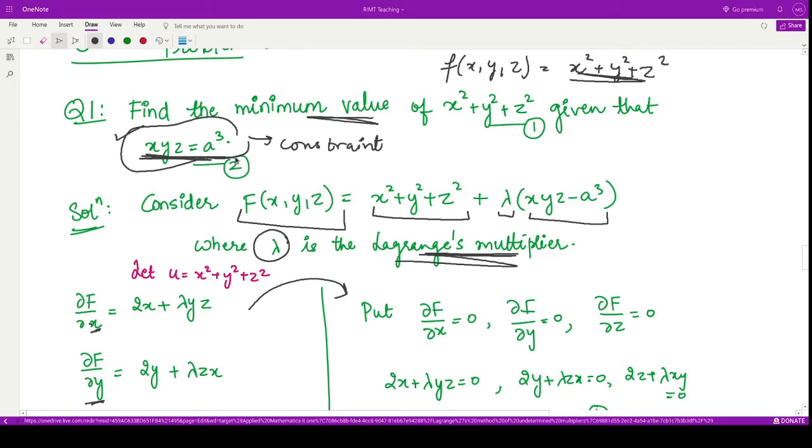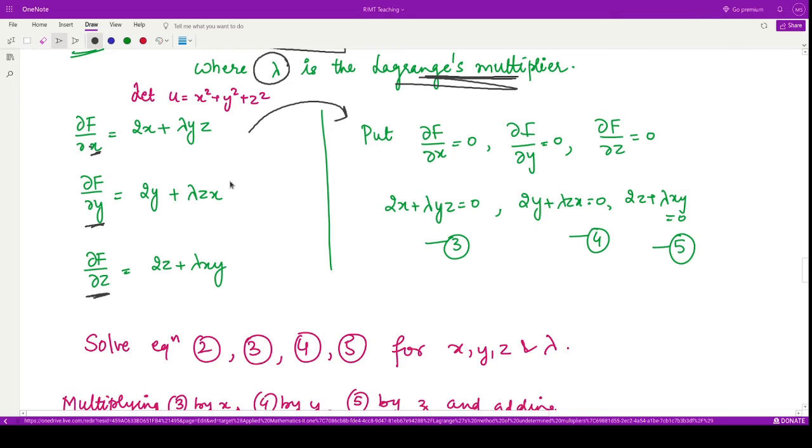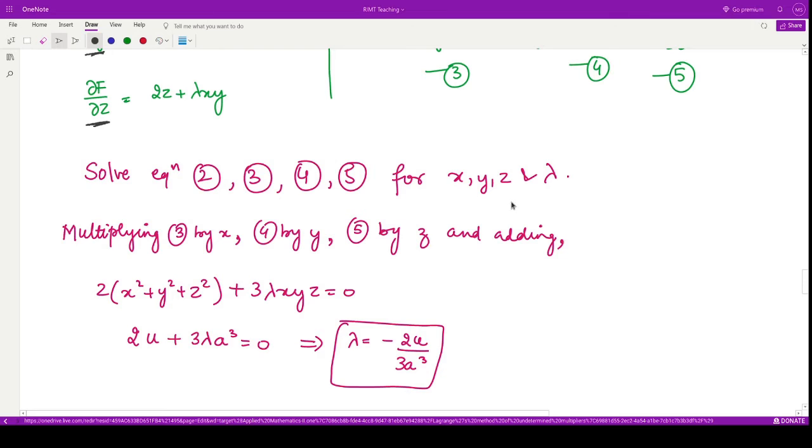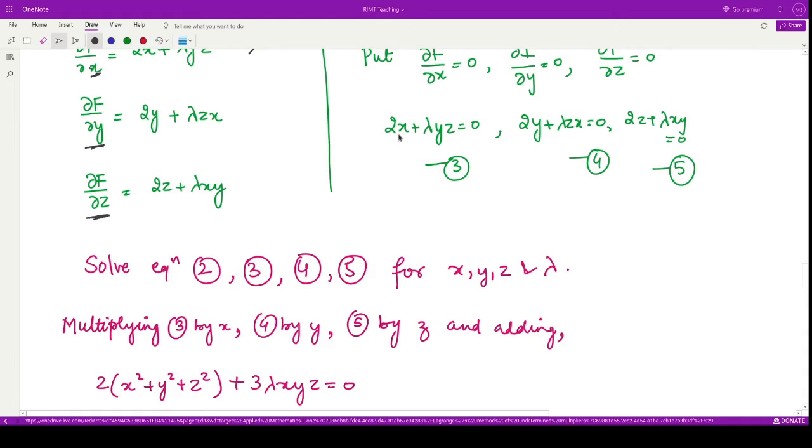Together with this you compute the values of x, y, z and lambda. So you have 4 equations and 4 unknowns, and you look for the values of x, y, z and lambda. For that, we are multiplying equation 3 by x, equation 4 by y, equation 5 by z and adding them all. So you have 2 times x square plus y square plus z square plus 3 times lambda x y z is equal to 0.